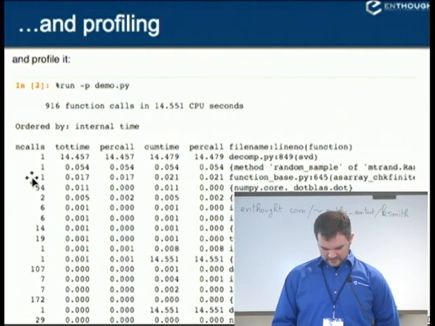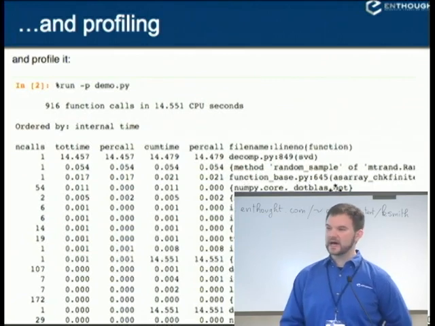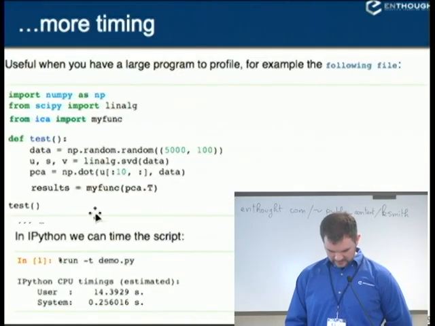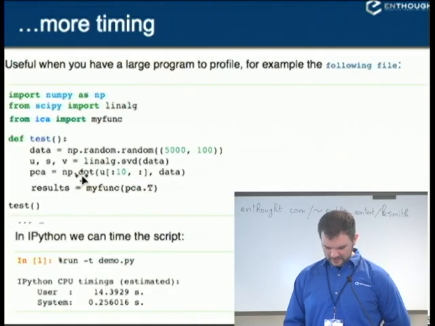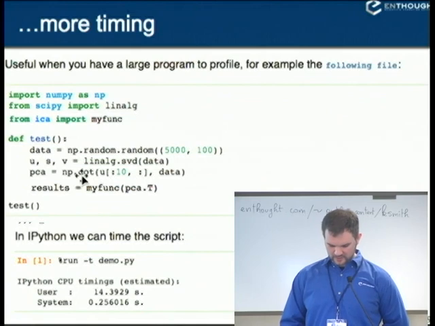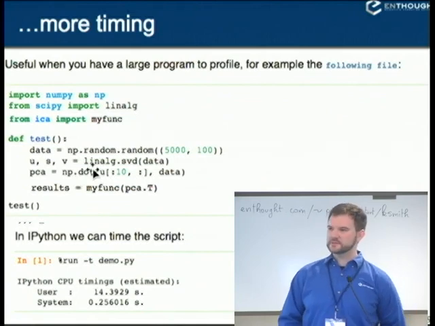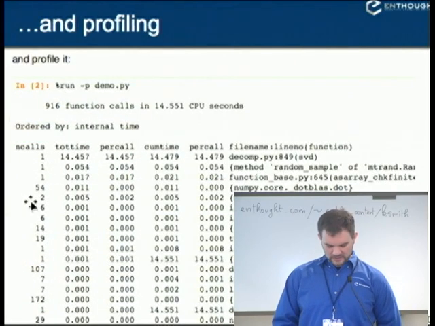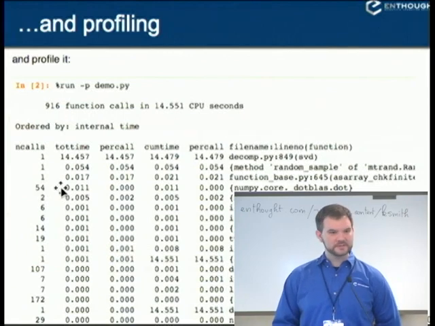So, for instance, this line here, this function is called 54 times. And you see here that it's calling numpy.core.dot. So that's the dot function here. We're only calling it once from within our script, but internally it's being called 53 more times by whatever functions we're calling.